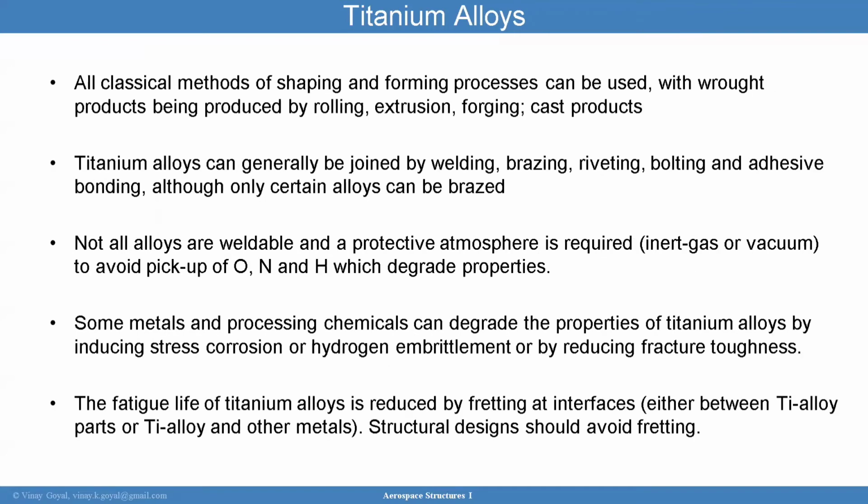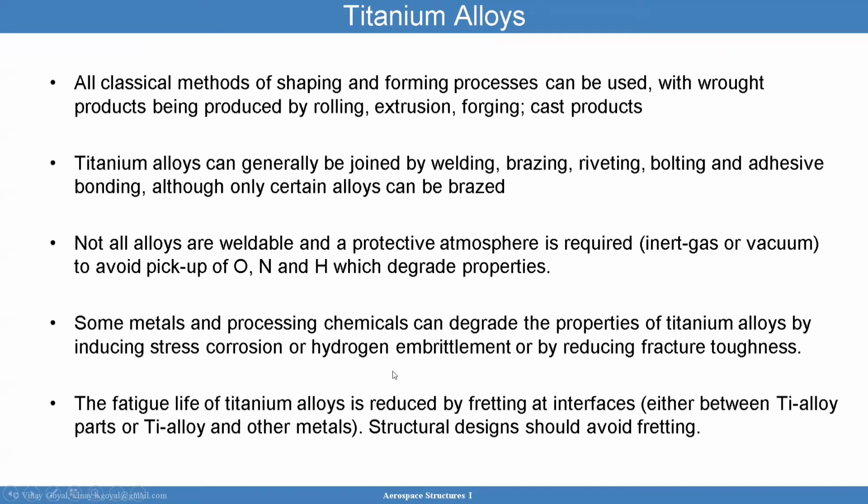You can use all classical methods for the forming and shaping. Titanium can usually be welded very well, brazed, riveting is great, no issues with bonding or bolting. Not all alloys can be brazed, but it's fairly flexible. Some metals and processing chemicals can degrade the properties of titanium, so keep attention to that, especially stress corrosion and hydrogen embrittlement. You could also have the issue of reduced fracture toughness due to these two issues.